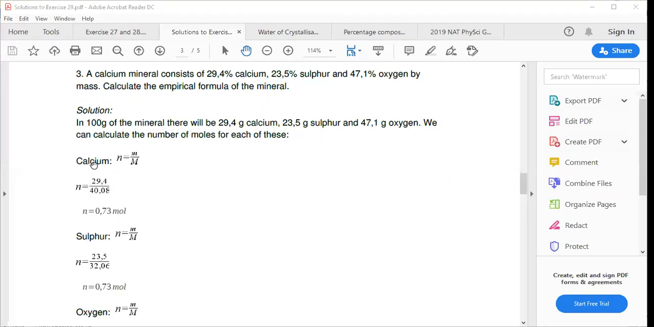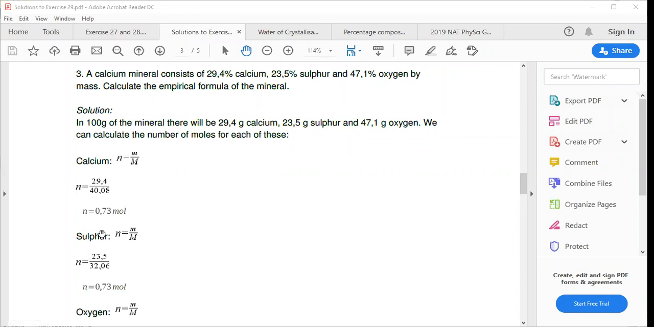You start with the number ratio. They gave you calcium, sulfur and oxygen. For calcium, you're given 29.4, so you take that percentage to be your mass. You divide it by the molar mass of calcium, which is 40. So that's why you see here 29.4 divided by 40. Clear? Then the next one, sulfur, it's 23.5. The molar mass for sulfur from the periodic table is 32. Then oxygen, 47.1%. You take percentage to be your mass, and divide by the molar mass for oxygen, which is 16.